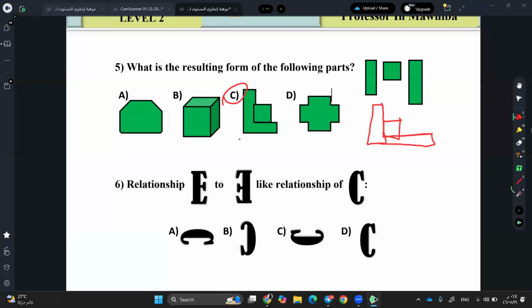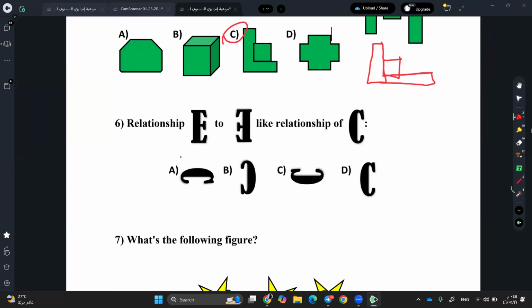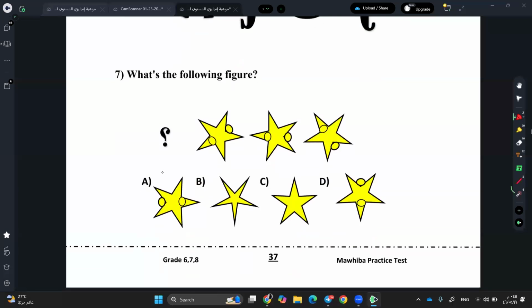Okay, question 6. Yalla. The relationship of E to E is like the relationship of C to B. Excellent. B, because they are facing each other. So it's going to be the same shape that faces. Excellent. Thank you.